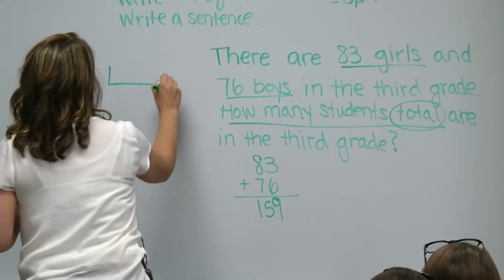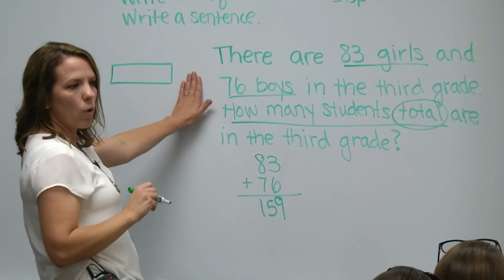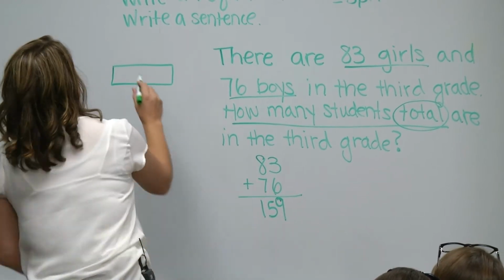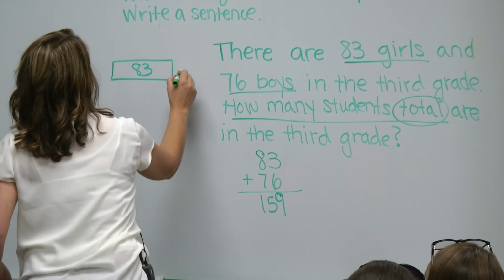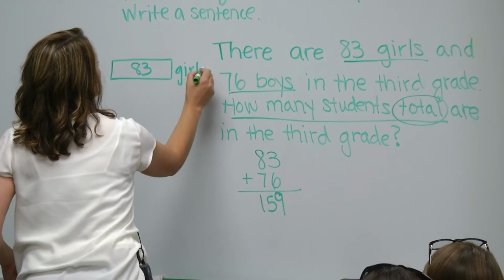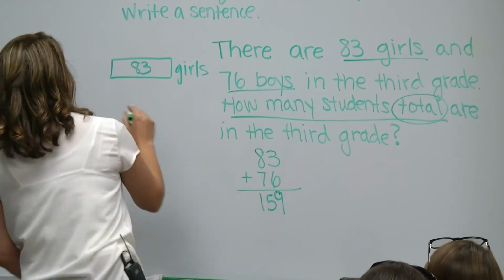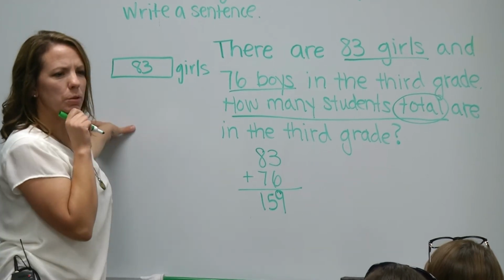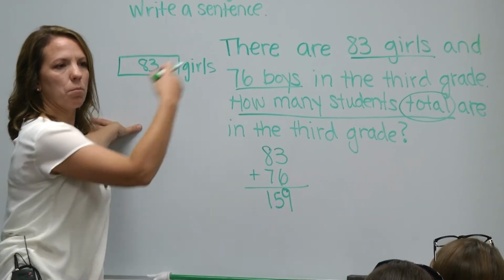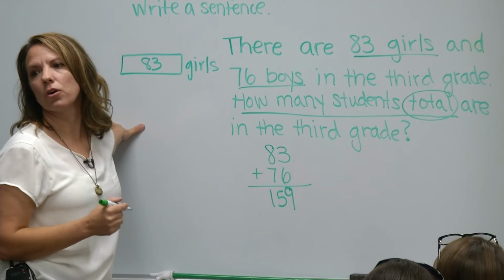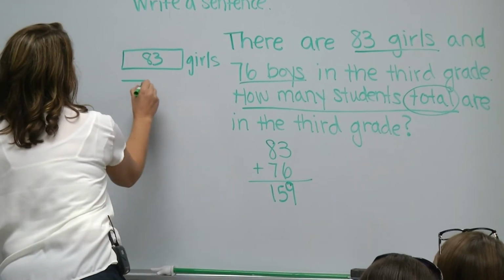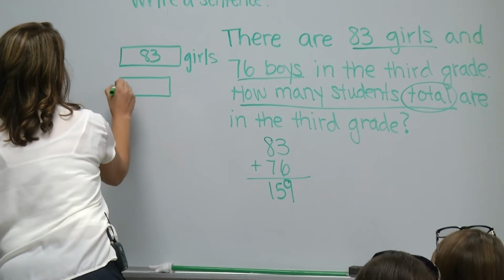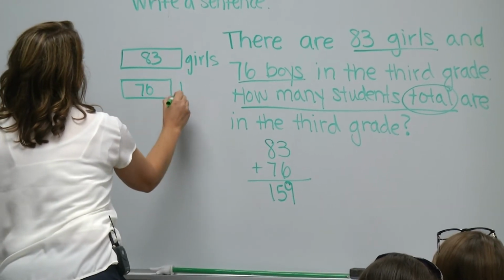We could draw one strip that represents the girls. And how many girls? 83. So this one represents the girls. And we could draw another diagram for the boys. What should the boys' tape diagram look like? More than the girls or less than the girls? Less, because there's only 76. So I'm going to put it about right there. 76 boys.